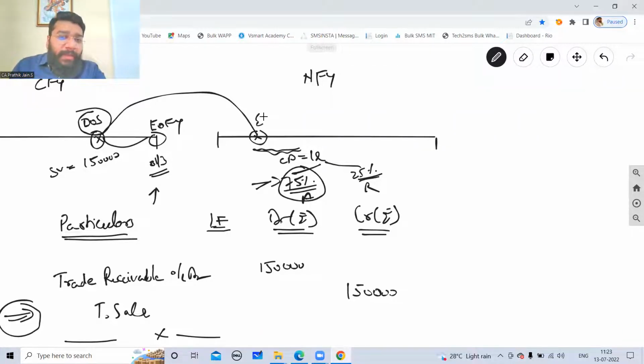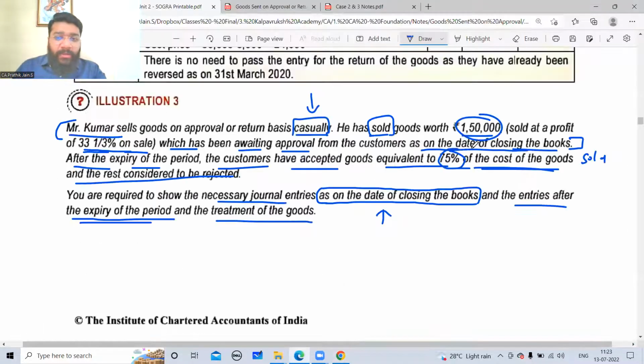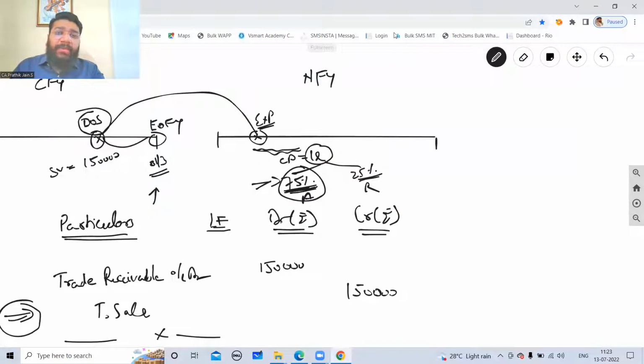See, this is the expiry of the period. After expiry of the period, of the 1 lakh costing goods, 75% of the cost of goods has been accepted, and the rest 25% is rejected. So my question to online students: for 75% of accepted goods, will I pass any journal entry in the next financial year? Yes, sir. We should pass. Very good.